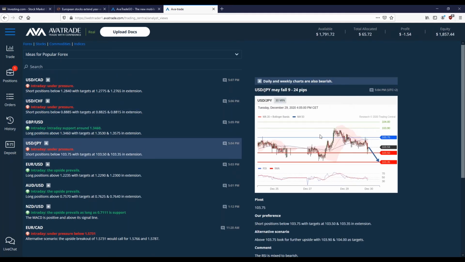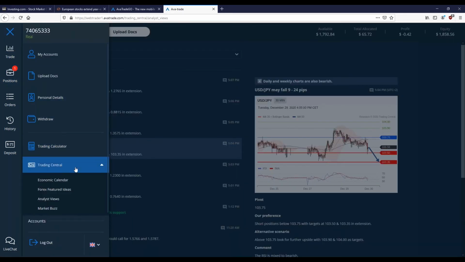So the technical analysis, you can see is outlined for you. And so since this is a technical analysis webinar, I want to make sure you understand that's there for you. And you can compare it to your own technical analysis as well. And as you look at Trading Central, you'll see other features.